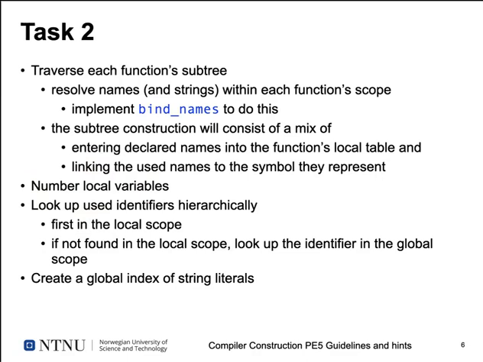And then, we can look up the identifiers that are used hierarchically. So if we have a function composed of several scopes, so for example, we have a function, inside of that we have a while loop, and inside of the while loop we have an if. And inside of that if, we have a variable x declared. Inside of the while loop, we have another variable x. Inside of the function, we had yet another variable x.